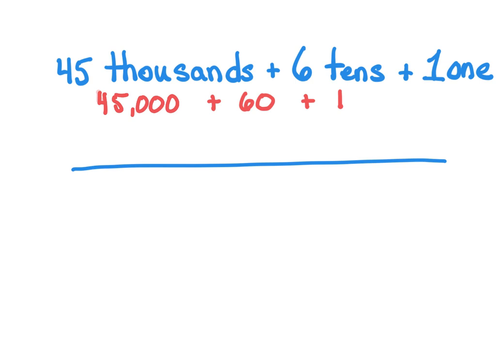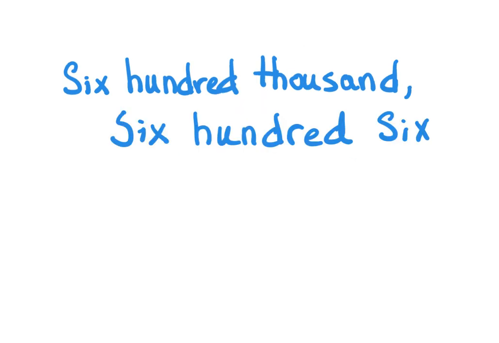So if we put this all together, we have 45,000. We do not have any hundreds. We need to put a 0 there to show no hundreds. We have 6 tens and 1 one. 45,061.